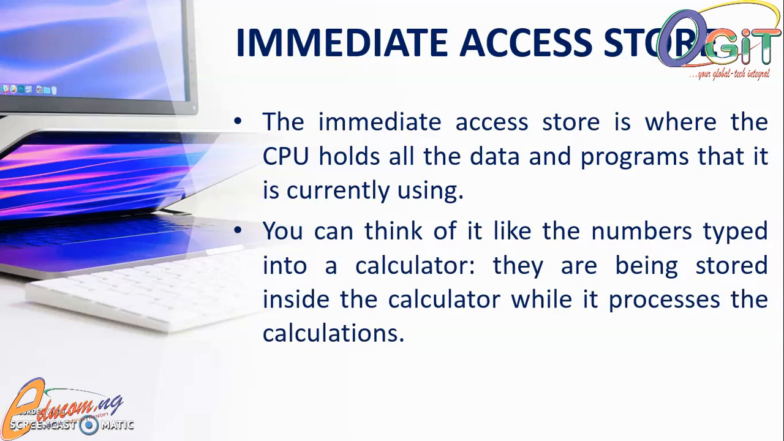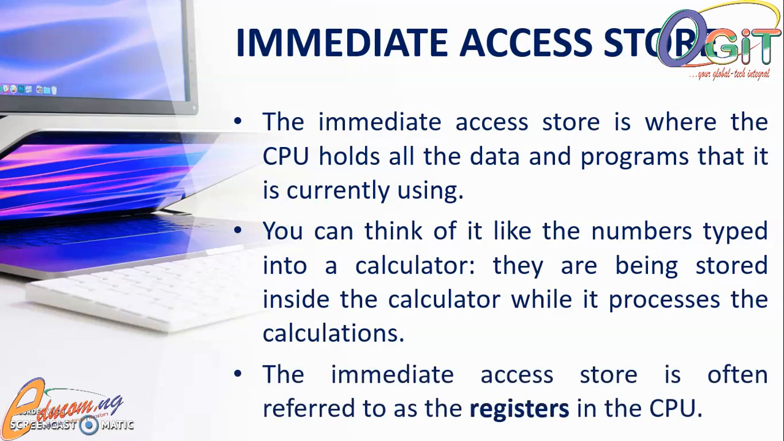With the conventional calculators we use, you notice that when you press a number and a function, and then you press another number, the previous number disappears. Not in the real sense, because it is actually stored in something we call the immediate access store, which the operator acts on and gives you an output. The immediate access store is often referred to as the registers in the CPU.